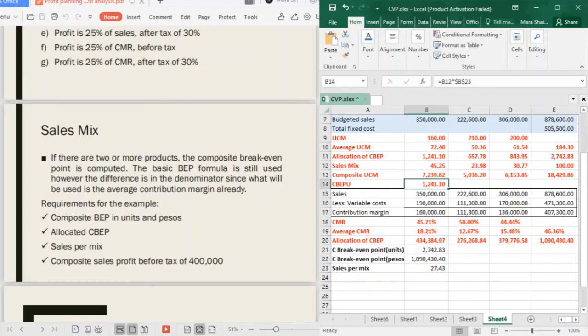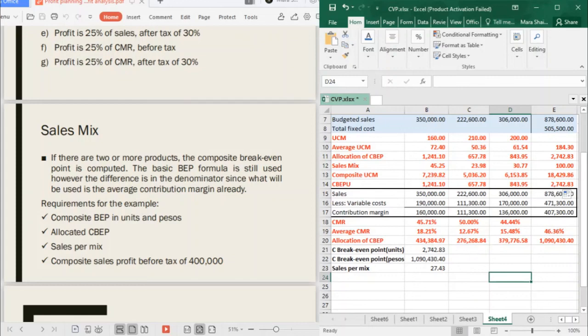As I mentioned, that is one way of allocating your composite break-even point. It depends on what is given. If the sales mix ratio is given, you can make use of the average UCM. If the sales mix in units is given, you can make use of the composite UCM in getting the allocation of your composite break-even point.